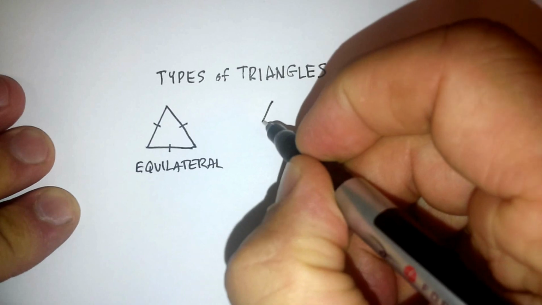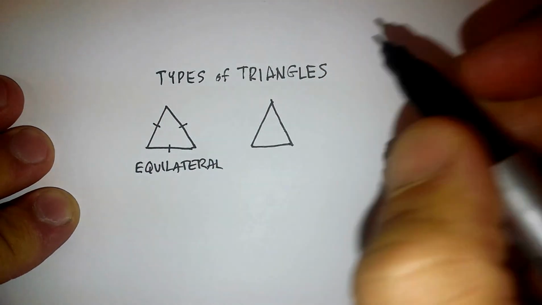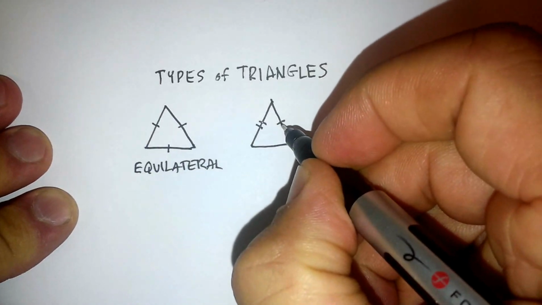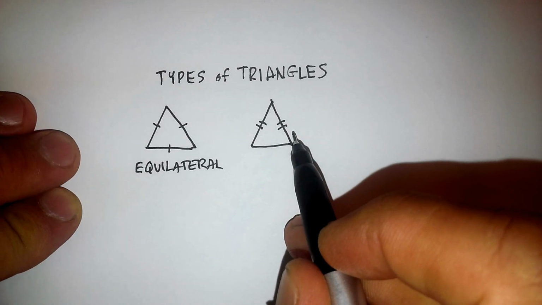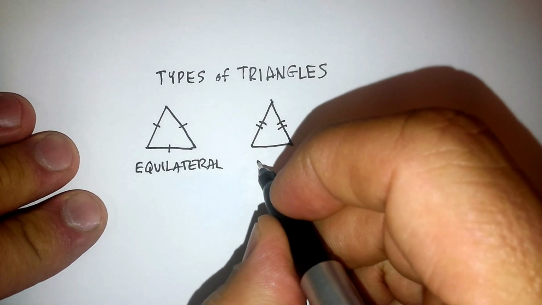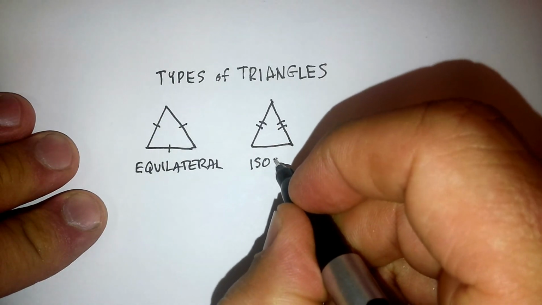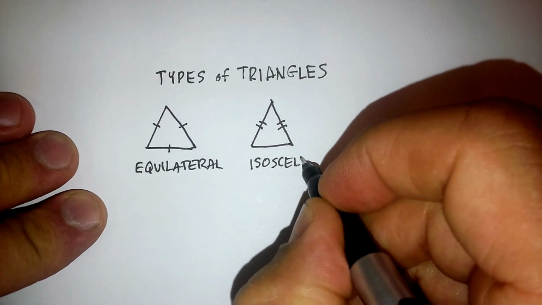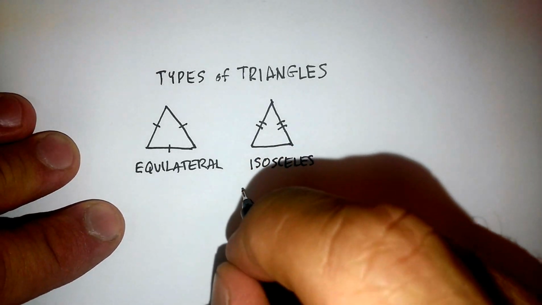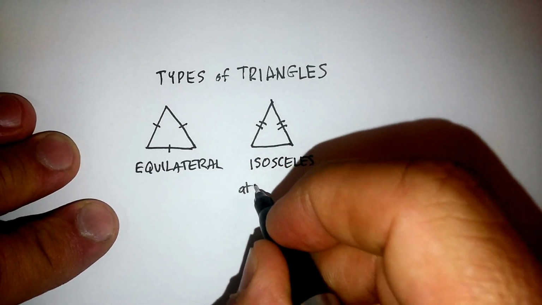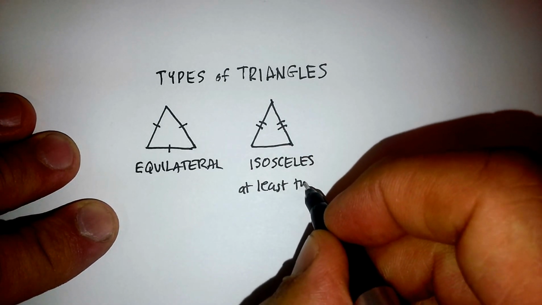Then you have a triangle that looks a little bit like this, and the way you can tell this one is by these kind of marks, where 2 of the sides are at least congruent, right? And this one is called an isosceles triangle. That's I-S-O-S-C-E-L-E-S. And again, remember, an isosceles triangle has at least 2 congruent sides.